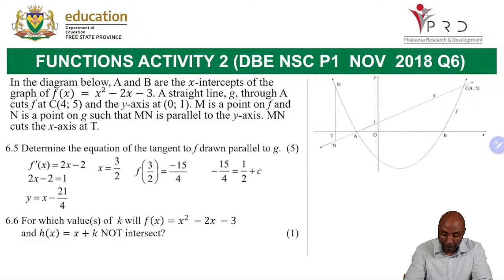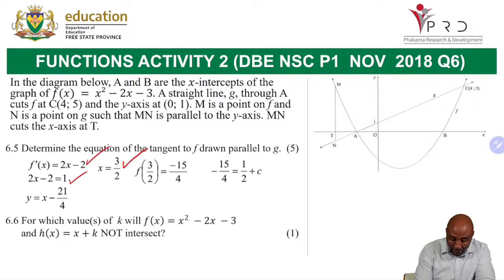Are we happy with that? So it's 5 marks. We equate to the gradient. We get our x value. After getting our x value, we evaluate the point of contact. Then we get our value of c. And then from there on, we have our equation. Once we get the value of c, we get our equation, and then we get our 5 marks there.